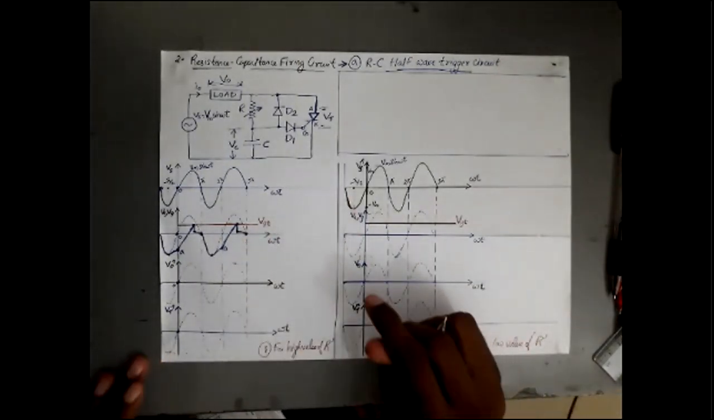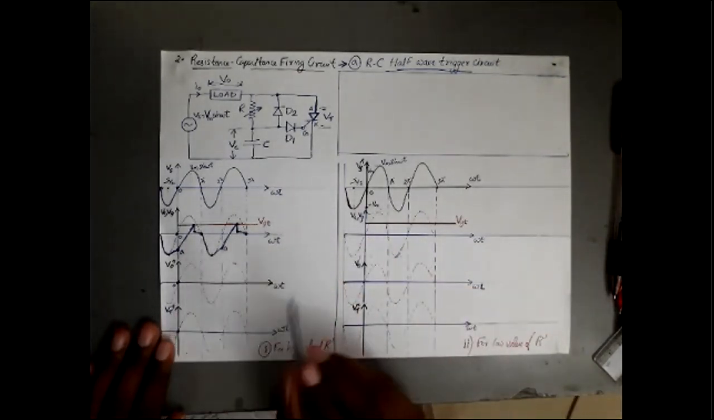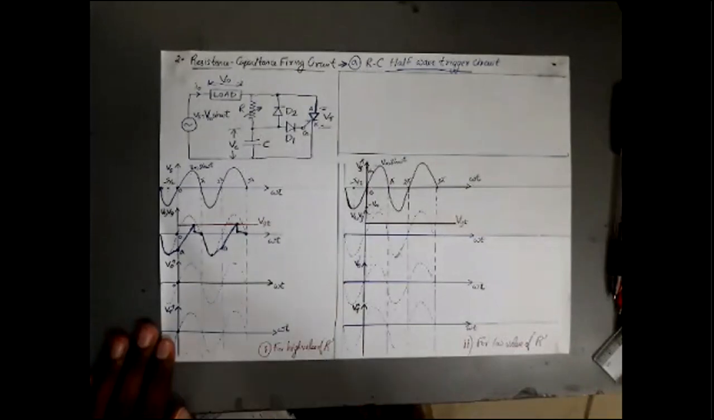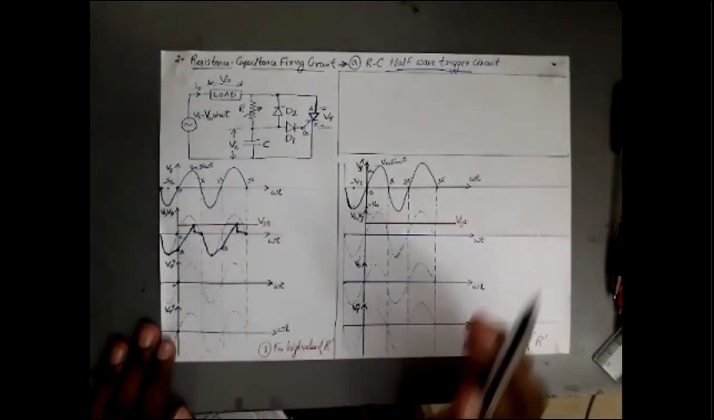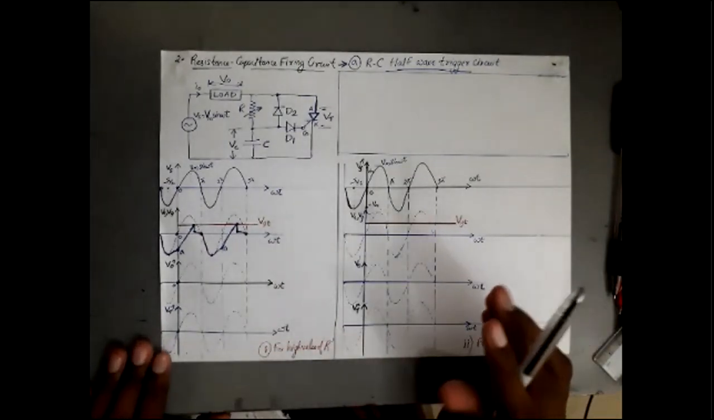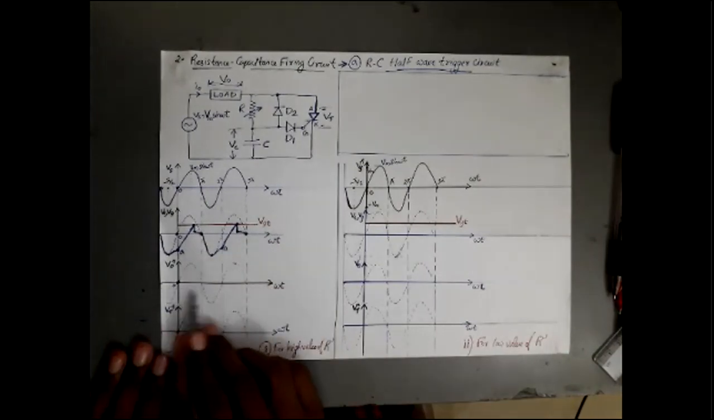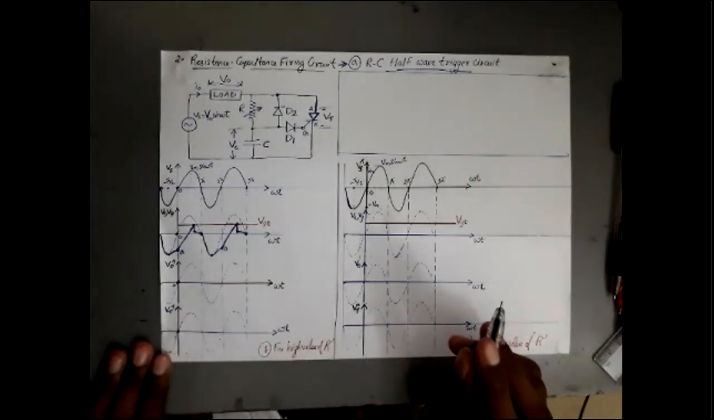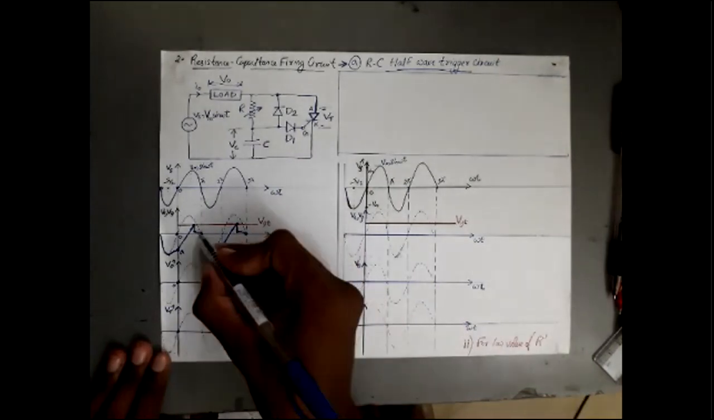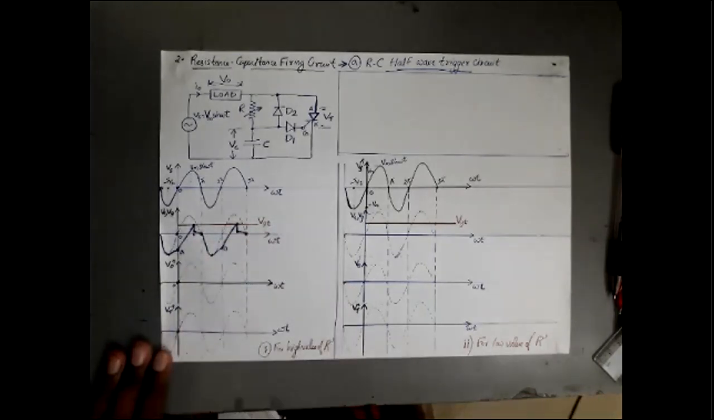And now consider the positive side of my circuit. That is, what happens to load voltage V0 and thyristor voltage VT? Now let us consider from omega t equal to 0. What happens at this particular point? My SCR got triggered.